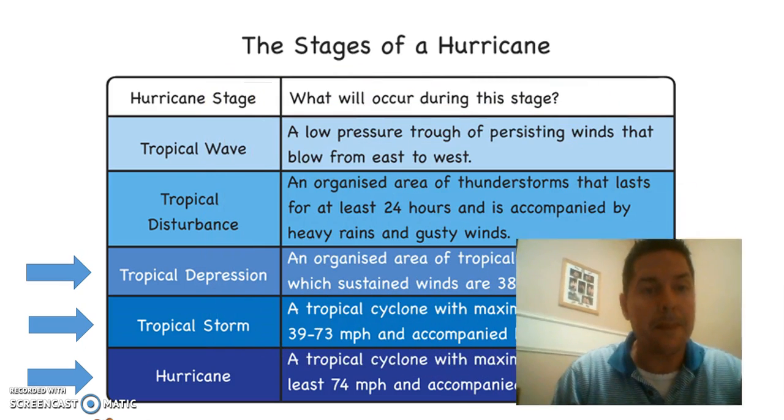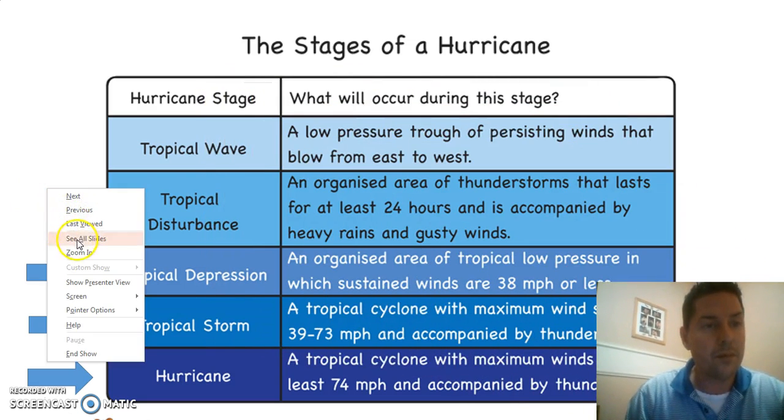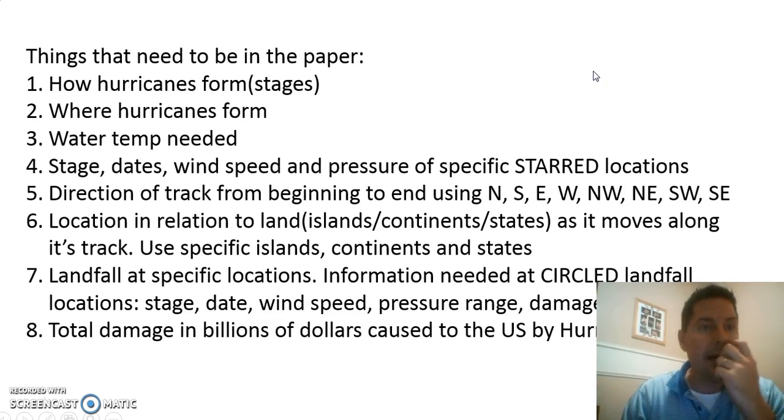So let's go back. Okay, what we need here, remember, I need to know how a hurricane forms as it goes through the different stages, which is on your foldable, where they form. We've discussed this, the water temperature that's needed for it to form a hurricane. This part right here is what I was talking about just now, the starred locations, the 2 lows, and when it turns into a hurricane. I want the stage, I want the dates that this occurs, I want the wind speed at that location, which is going to be off of your coordinates worksheet, and the pressure range at each of those.